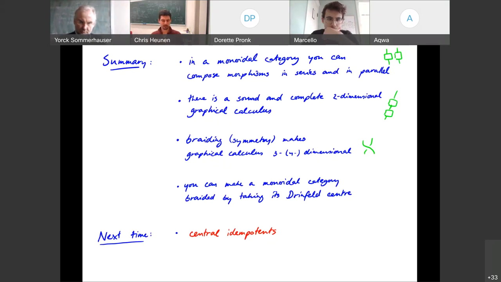All of that is just setting the stage, because next lecture we're going to look at certain special objects in monoidal categories that we'll call central idempotents. And the word central in there, of course, you can already tell has something to do with the Drinfeld center. These central idempotents are going to turn out to behave a lot like open sets, if you like, of some sort of hidden base space. But that's for next time.